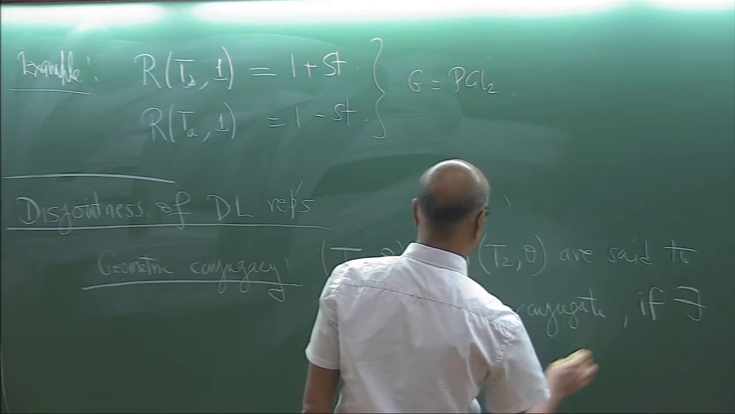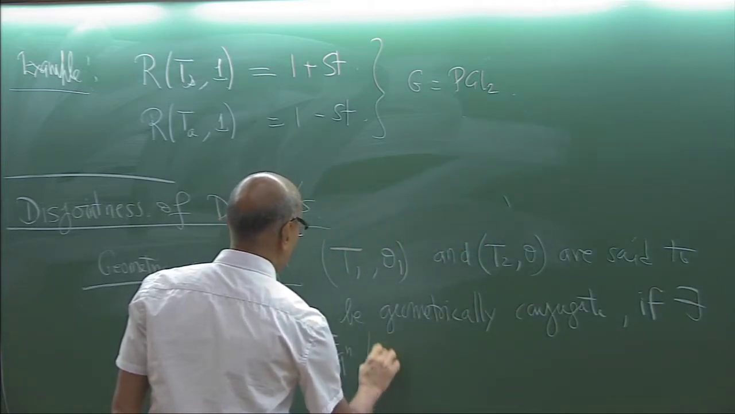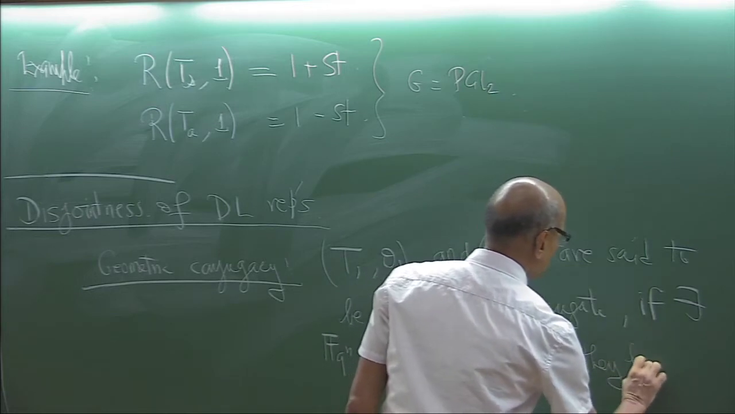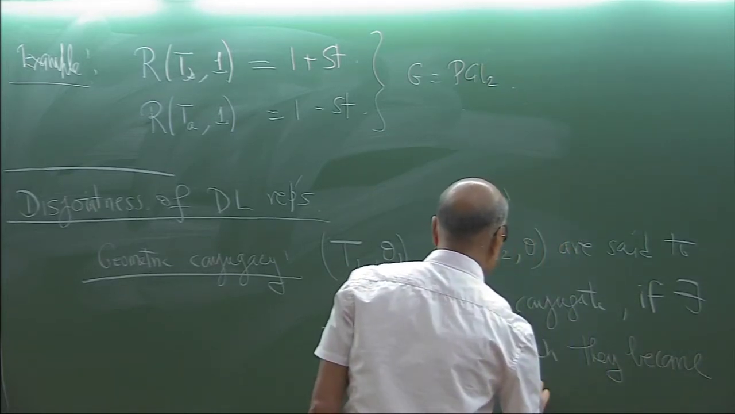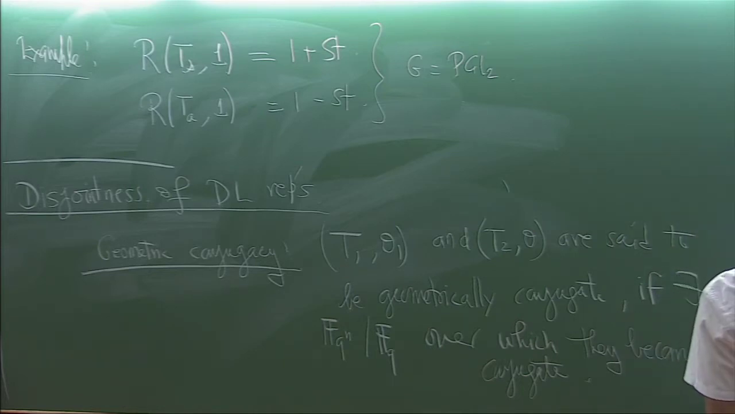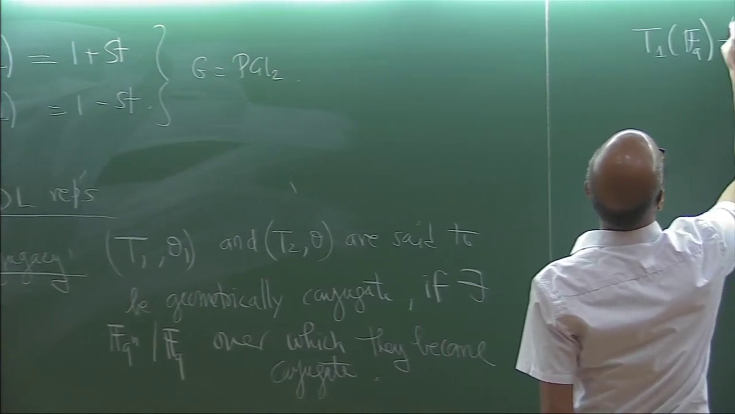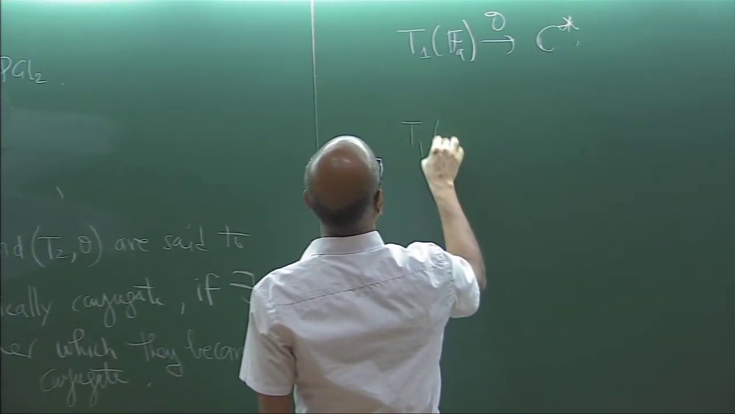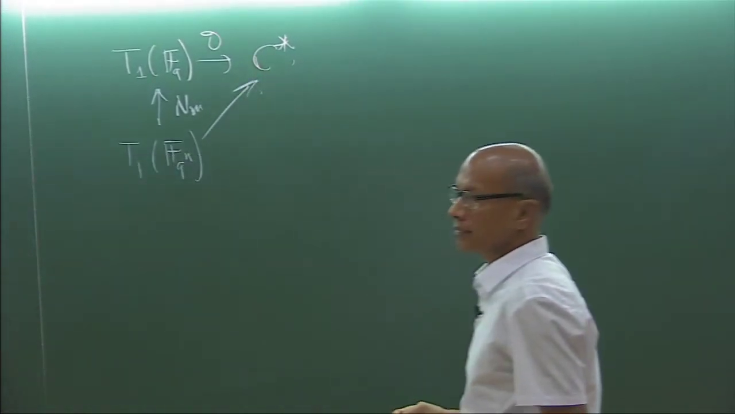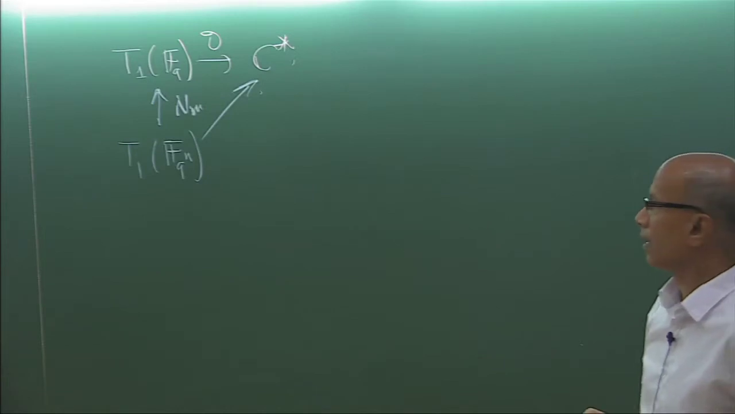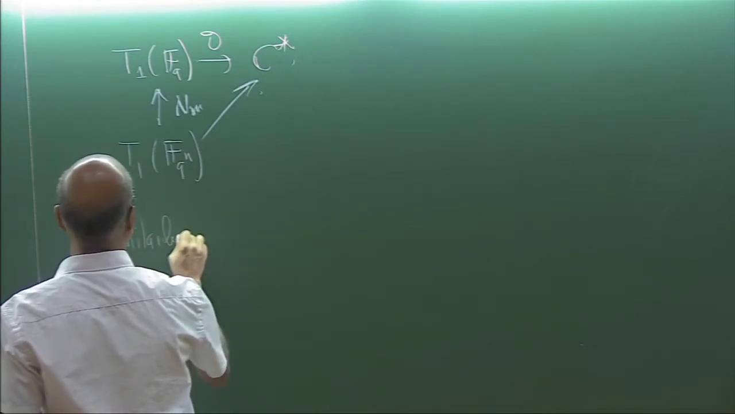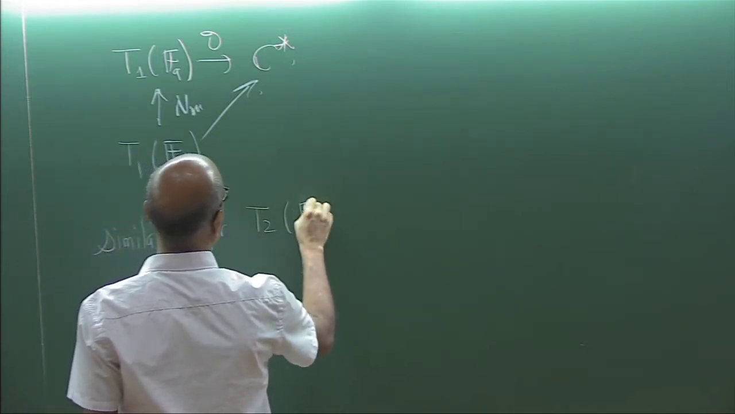If there exists a finite extension F_q^n over F_q over which they become conjugate. So more precisely, what is said is that given a character theta of T1(F_q) to C star, one can construct a character of T1(F_q^n) by using the norm mapping. And similarly for T2 of F_q^n.